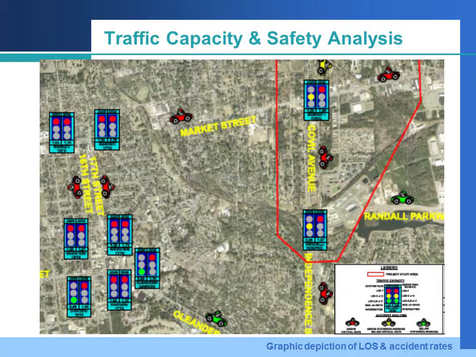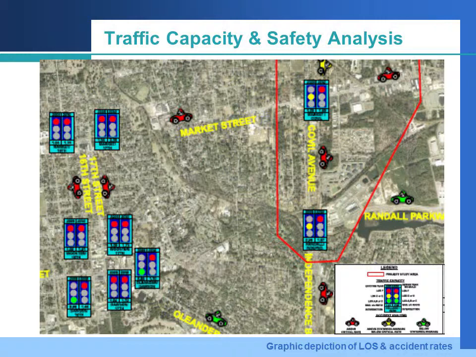This map shows traffic capacity and safety analysis features that can be shown to the merger team at Concurrence Point 1. Green cars represent roadway segments where the crash rate is below statewide averages. Yellow cars represent roadway segments where the crash rate is above the statewide average but below the critical rate. Red cars represent roadway segments where the crash rate is above both the statewide average and the critical rate.